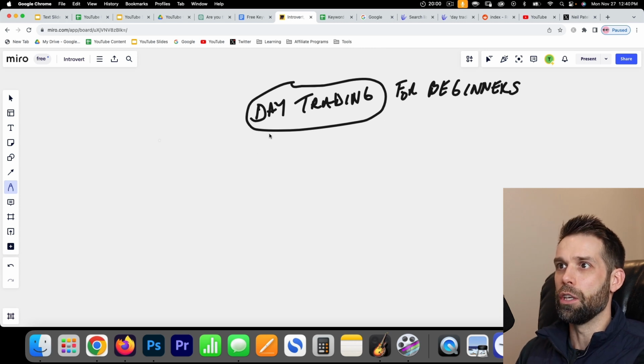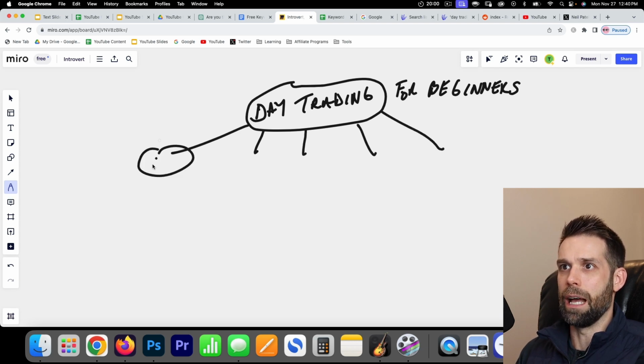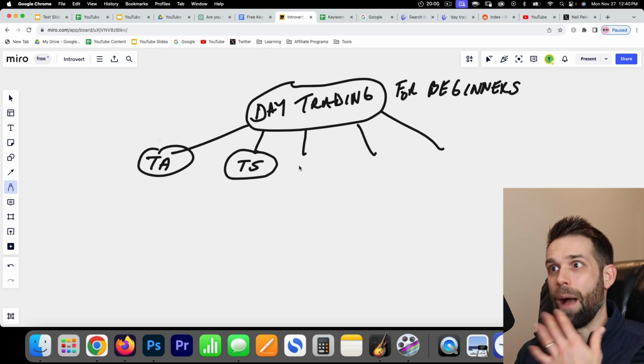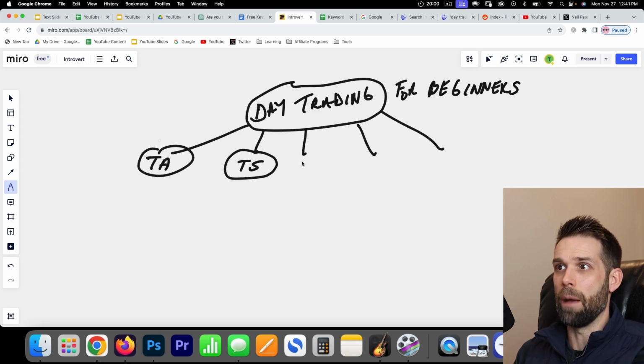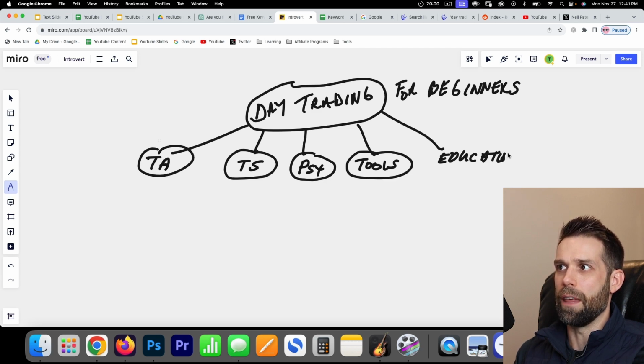Under that, our homepage, we're going to have all these other subpages. One of them is going to be technical analysis, so that's reading charts and diagrams of that nature. We're going to have one on trading strategies, so how to actually trade stocks. We're going to have one about psychology, so your mindset and things of that nature. We're going to have one about tools, like your platforms, your software, things of that nature. We might have other things like education, courses, and books.